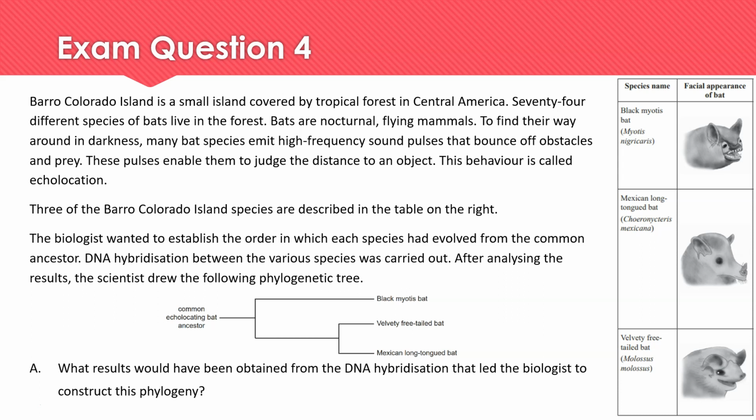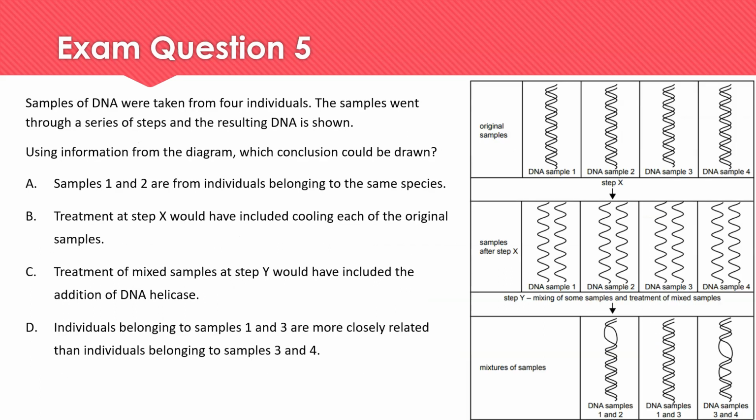3 of the Island species are described in the table on the right. The biologists wanted to establish the order in which each species had evolved from the common ancestor. DNA hybridization between the various species was carried out. After analysing the results, the scientists drew the following phylogenetic tree. A. What results would have been obtained from the DNA hybridization that led the biologists to construct this phylogeny? So you can pause the video, write down your answer, and then check it against the video linked in the description box below.